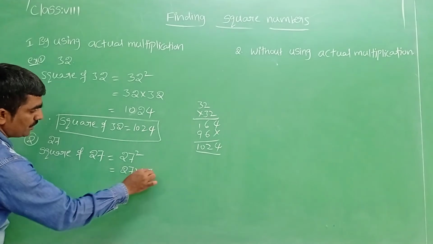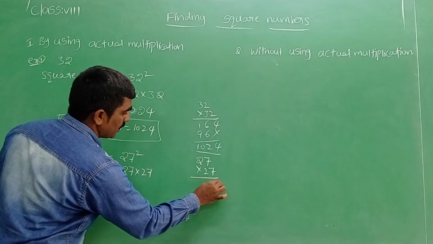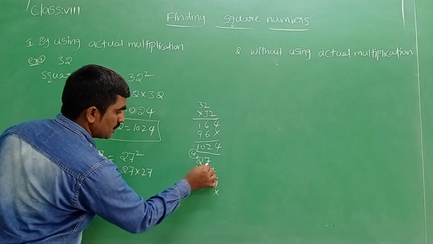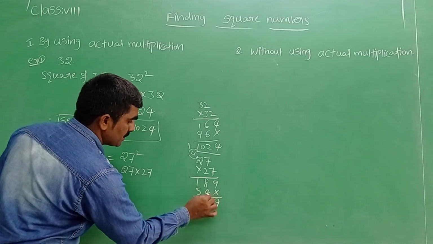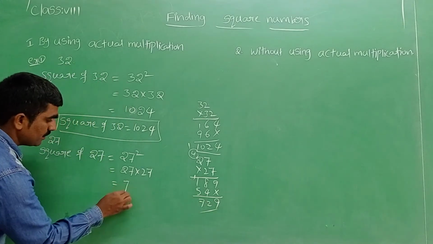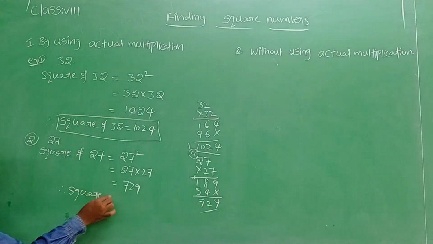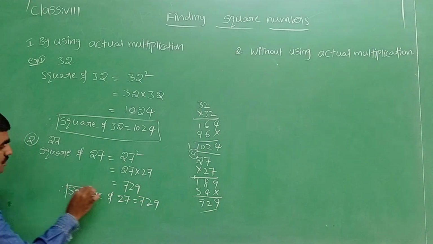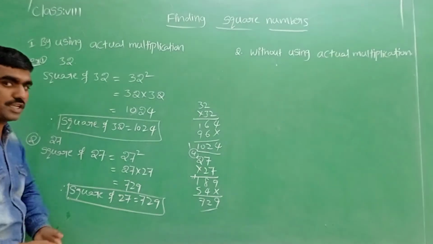27 into 27. 7 sevens are 49, 9 and 4 carry. 7 twos are 14, 14 plus 4 is 18. 2 sevens are 14, 4 and 1 carry. 2 twos are 4 plus 1 is 5. 9, 8 plus 4 is 12. 5 plus 2 is 7. I got 729. Therefore, the square of 27 is equal to how much? 729. So this is the way we can find the square of a given number by using the actual multiplication method.